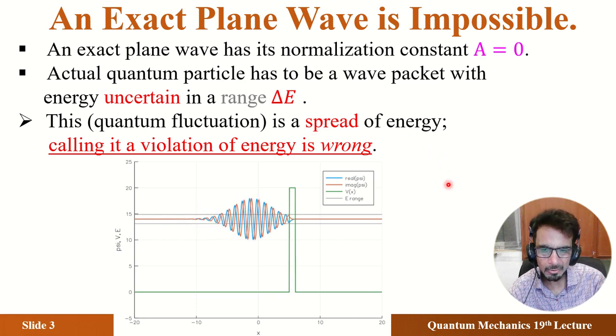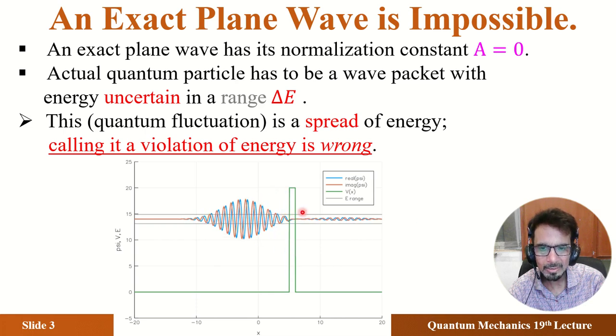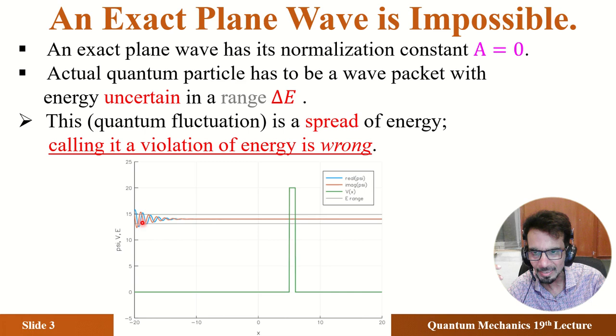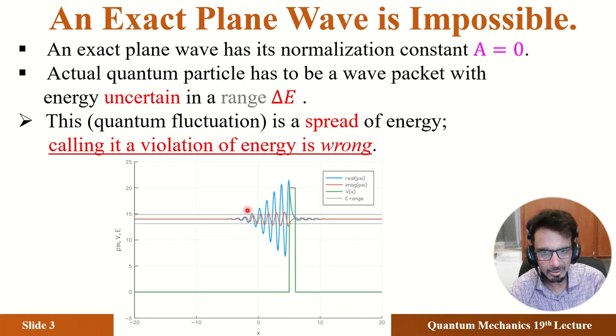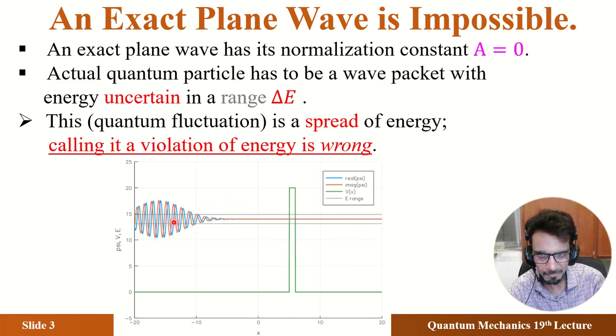Now one thing I should tell you: many people say that quantum mechanics says you can have a quantum fluctuation, that energy can be violated. That is wrong, in my opinion. The proper statement is that it's a spread of energy. It's not one energy, it's 13 to 15. It's a range of energy. If you call the range a spread, that's right. But if you call the range a violation, that's wrong.